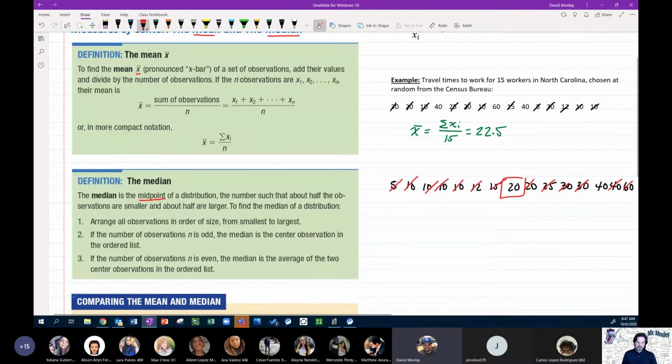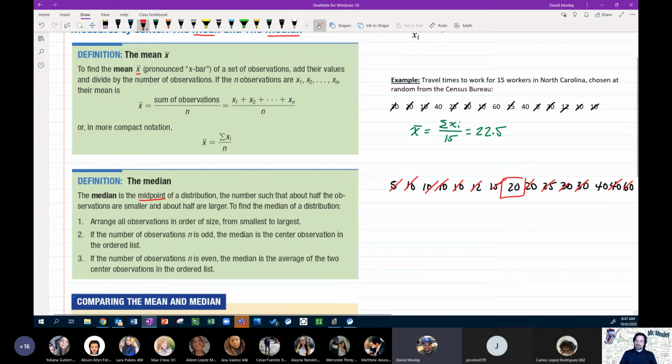All right, so based on what we did, the median should be 20, because that is the middle value, which means there should be 7 to the left and 7 to the right. So we have 1, 2, 3, 4, 5, 6, 7. 1, 2, 3, 4, 5, 6, 7. We've split my data in half. Roughly 50% on one side, 50% on the other, and the middle value left behind.